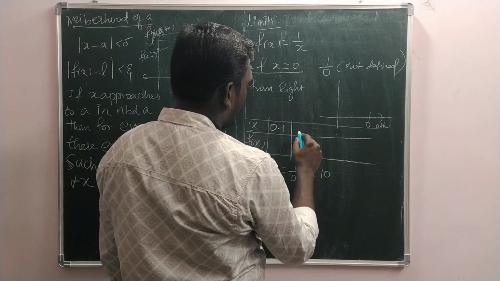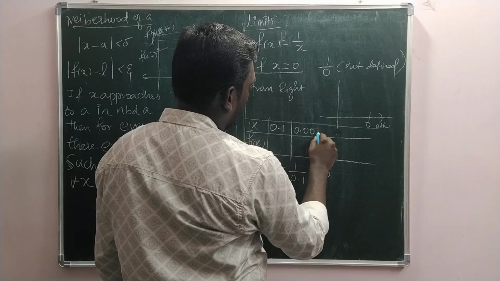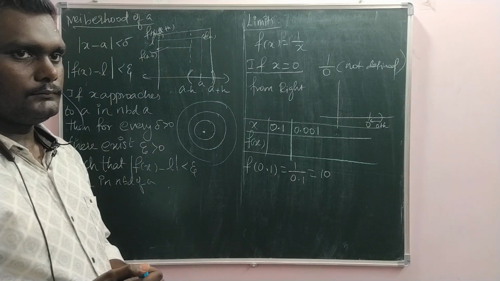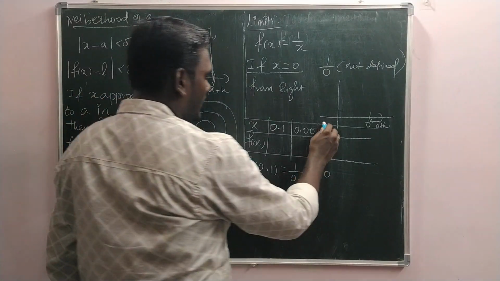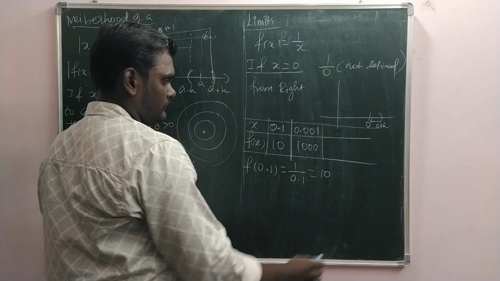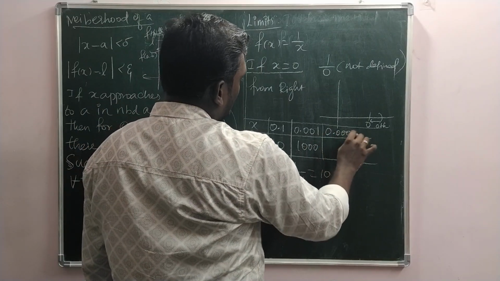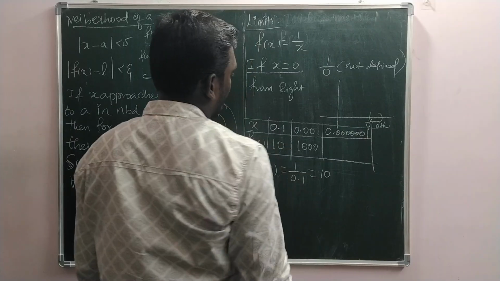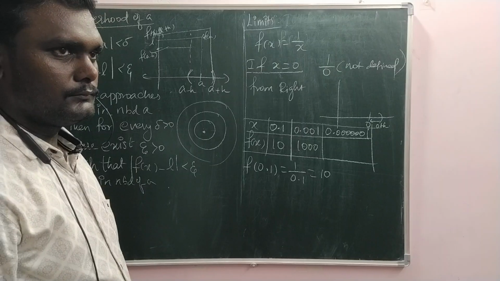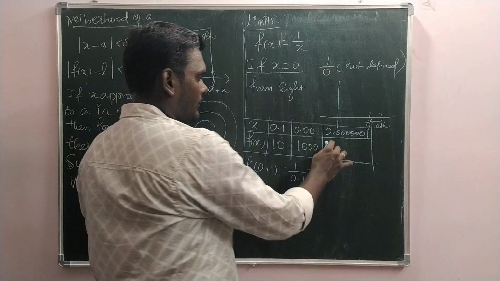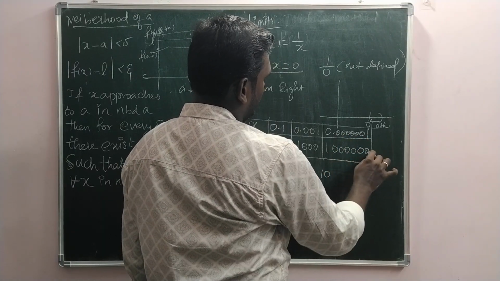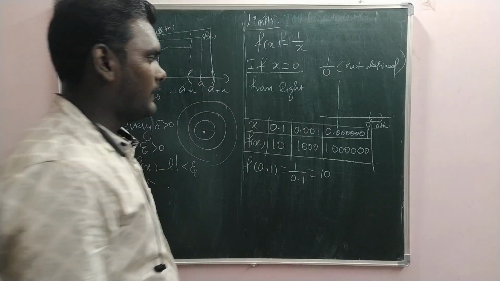And then x is 0.001. See, it is going towards 0. So then what will be our value? 1000. Then 0.000001, and like that the value will keep increasing from this side.